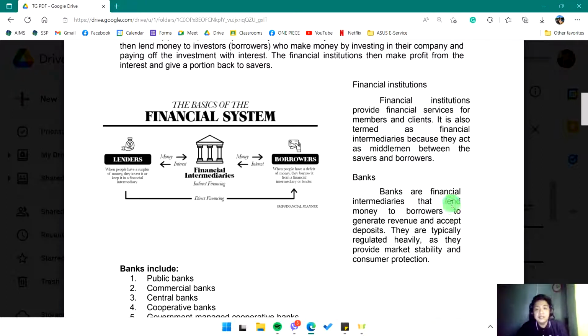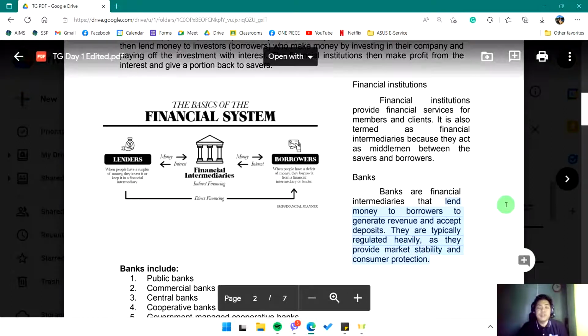Banks lend money to borrowers to generate revenue and accept deposits. They are typically regulated heavily as they provide market stability and consumer protection. If you look really closely, especially here in the Philippines, most of the banks are privately owned. It is not really the government that mandates, holds, or supervises the banks. They are mostly privately owned.